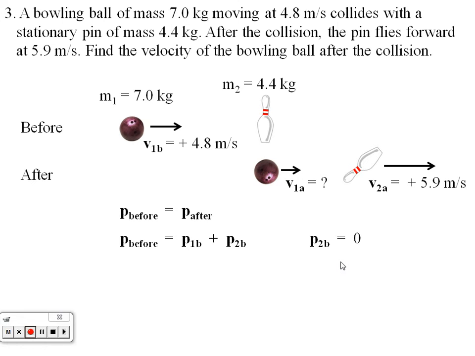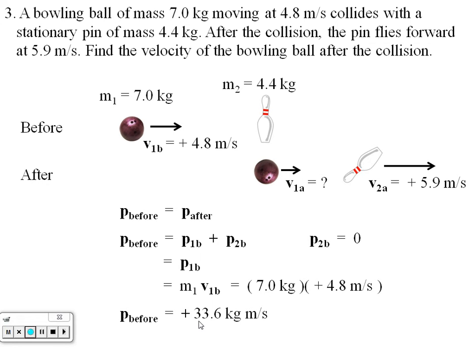Well, the pin is stationary, right? So we can say that the momentum of the pin is 0, and that term drops out. And the momentum of the ball is its mass times its velocity. Inserting those numbers, I get a value of p before as being positive 33.6.